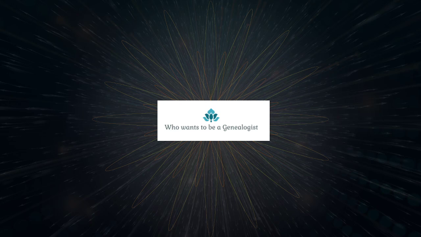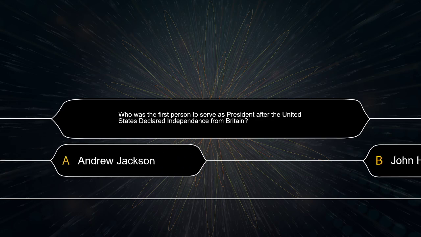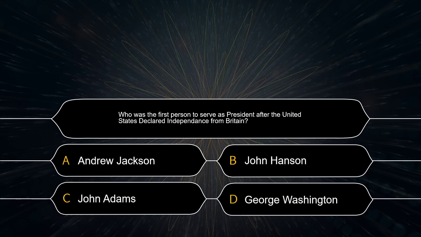Here we go. The first question in Who Wants to Be a Genealogist is, now, just so you know, the question is: who was the first person to serve as president after the United States declared independence from Britain? Now, people around the world are like, Larry, this isn't fair. Well, I'm going to ask questions from other parts of the world and some that are just world questions. So I promise you that by the end of this quiz, you're going to know that this quiz was just as fair to everybody. No matter where you are in the world, you have an equal chance of getting more questions right than anyone else.